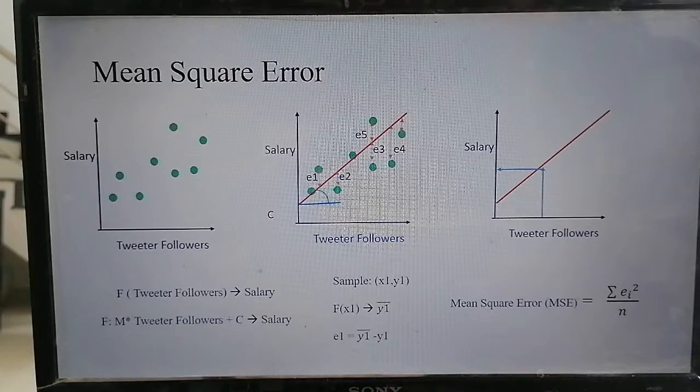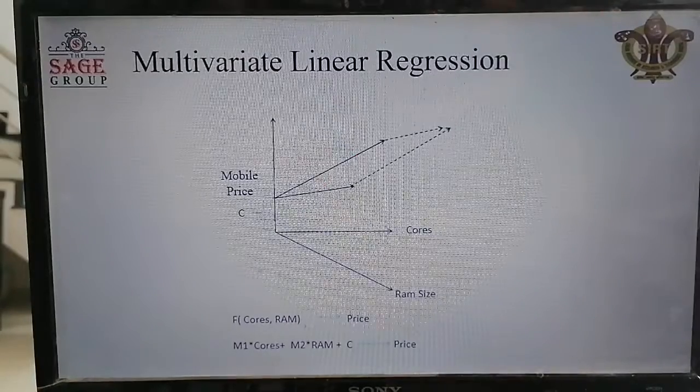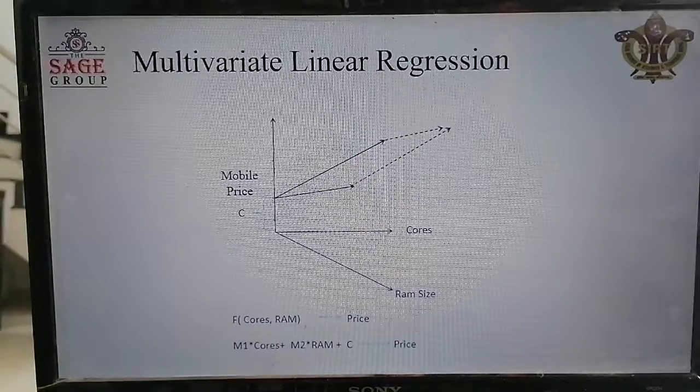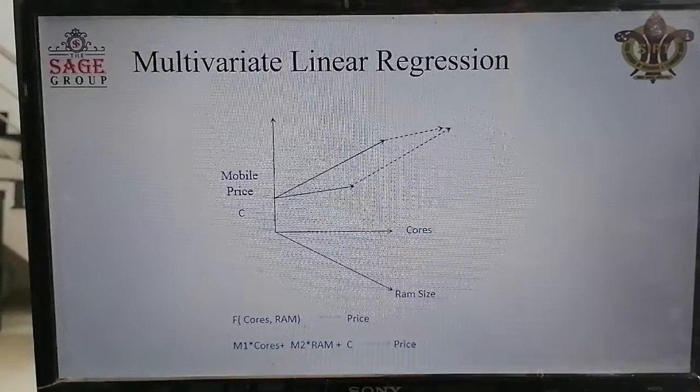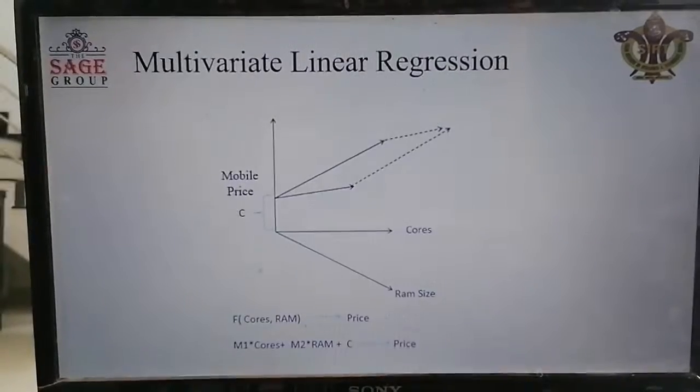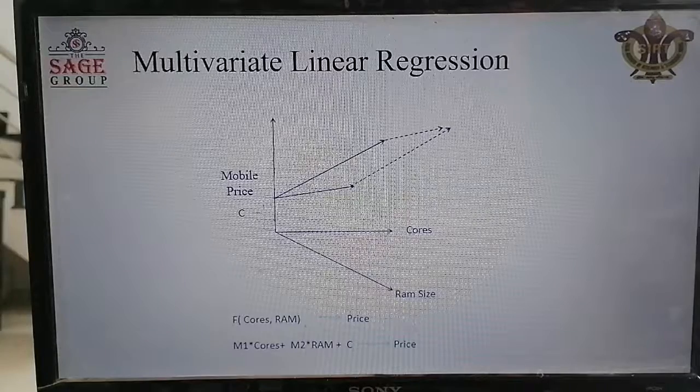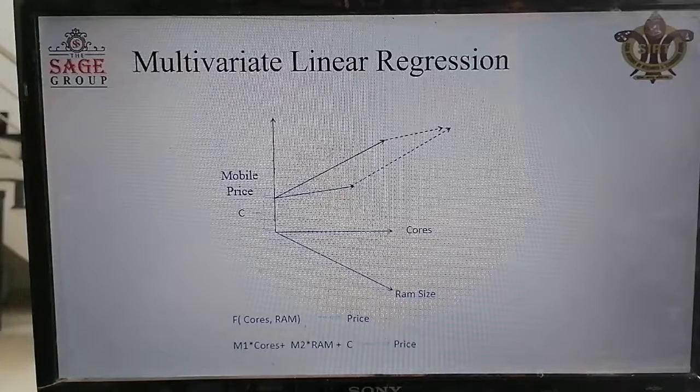Linear regression can be multivariate. Multivariate means the dependent variable depends on more than one variable, more than one parameter. Here the mobile price, which is the dependent variable, depends on the RAM size in a mobile and the number of cores in a mobile. In this case, instead of a line, we will get a linear hyperplane, because here two independent variables are there.